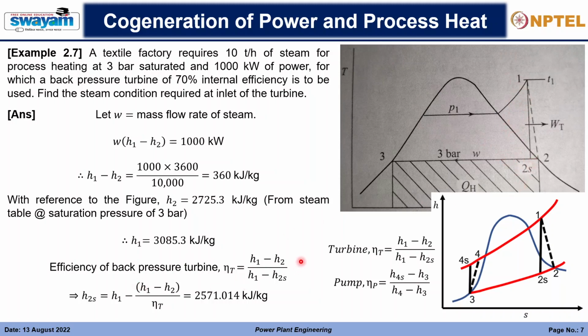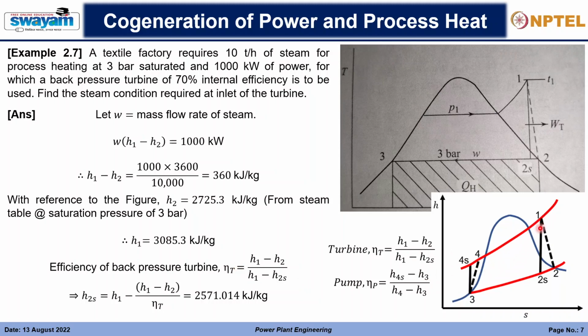First we'll find out this point 2s. Okay, so this is isentropic, right? If we find 2s, then the entropy of 1 and 2s will be the same. That is why we will find 2s first. So how? We are given that the efficiency of the turbine is 70%. So what does efficiency mean?